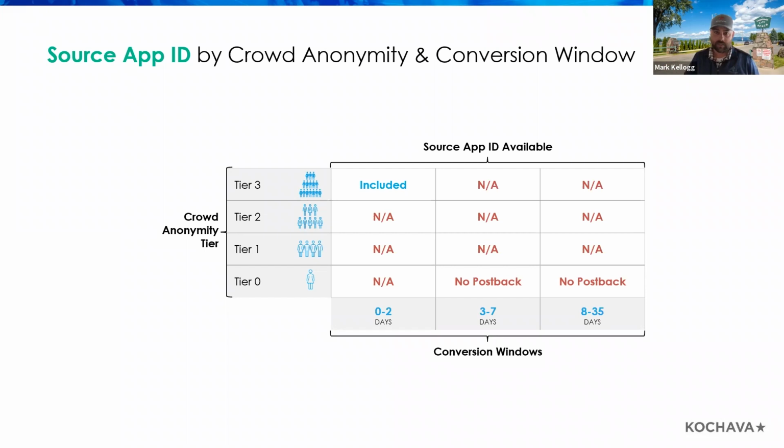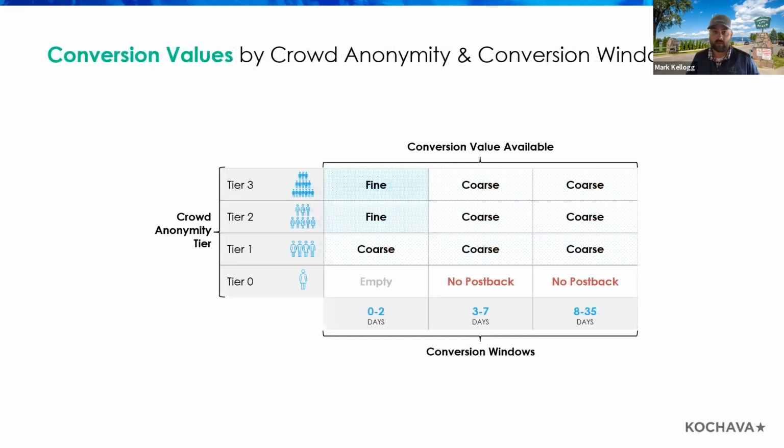It seems like the source app ID may even decrease in its availability. There could have been some research, some feedback, some information that led Apple to break apart the source app ID specifically from low, medium, and high. So we landed at this conclusion based on the next slide, which relates to the conversion value and at what point it will be available.